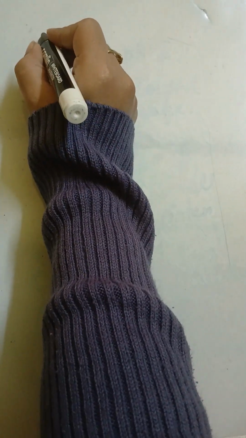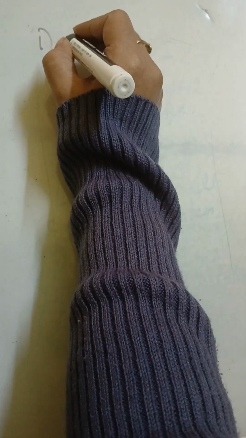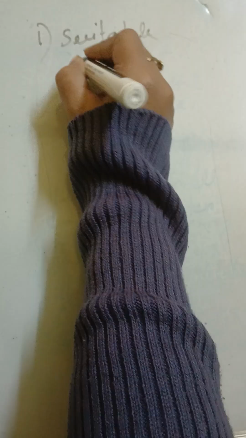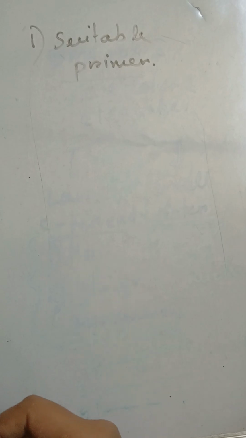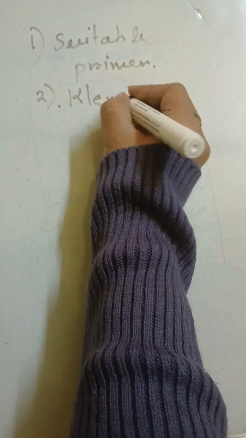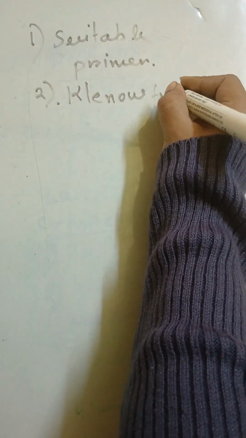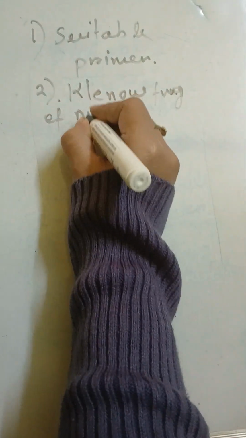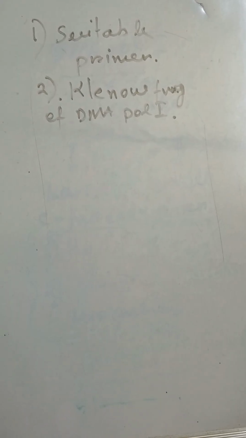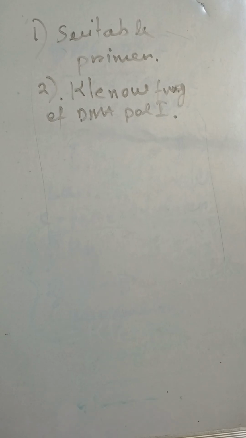The mixture in the Sanger sequencing method contains, first, obviously a suitable primer. What is the primer? Primer is the sequence which will bind to the DNA and help to initiate the DNA replication. So you need a suitable primer. Then you need the Klenow fragment of DNA polymerase 1. I have already discussed the Klenow fragment's function in my previous short video, so if you want, you can go and check my channel.